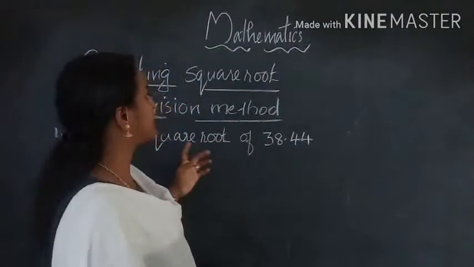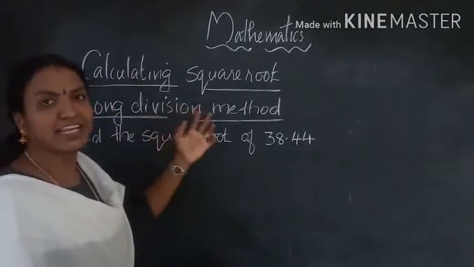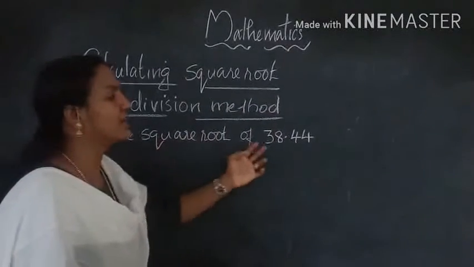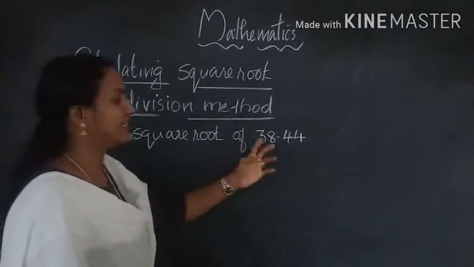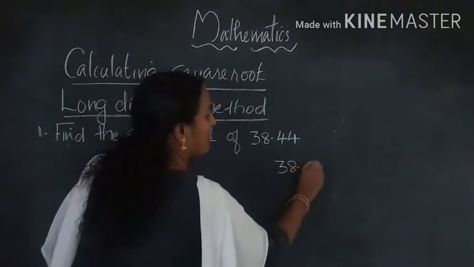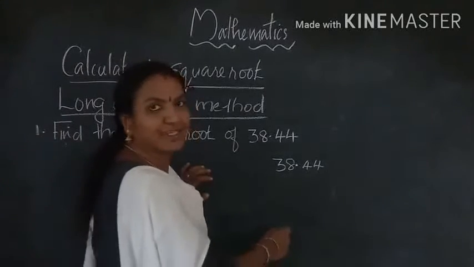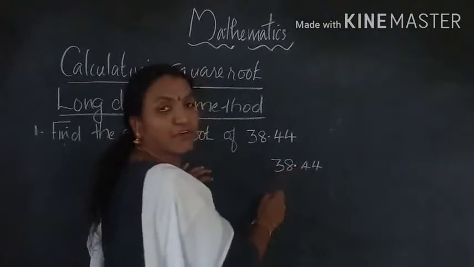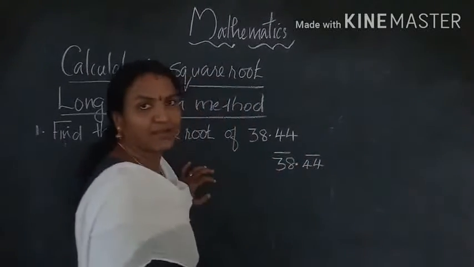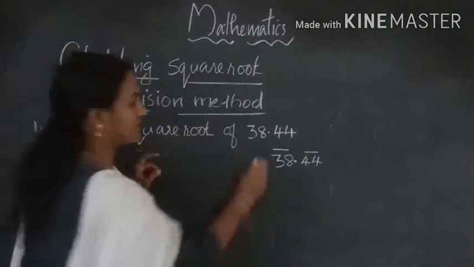Next, we shall discuss how to find the square root of a decimal number using the long division method. The first one: find the square root of 38.44. It's a decimal number, 38.44. Put a bar over the pair of digits in the given number from the unit place. So 44 is one group and 38 is another group. By using the long division method, you have to divide.